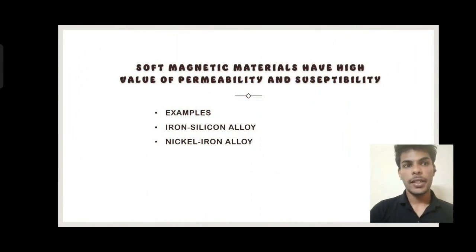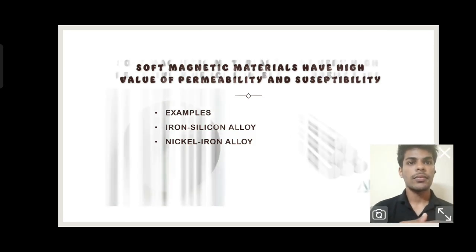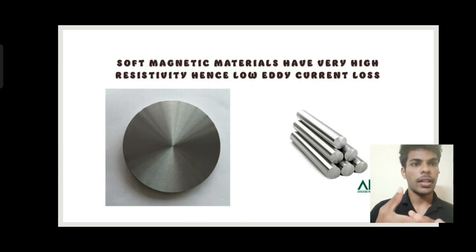Now, soft magnetic materials have high values of permeability and susceptibility. High permeability means that when a soft magnetic material is used as a core, it will allow a huge amount of magnetic flux lines to pass through it. Some examples are iron silicon alloy and nickel iron alloy. Soft magnetic materials have very high resistivity, hence low eddy current loss. The given pictures are of iron silicon alloy and nickel iron alloy.